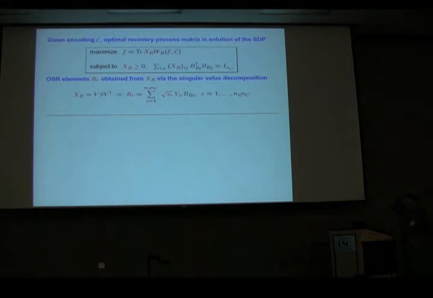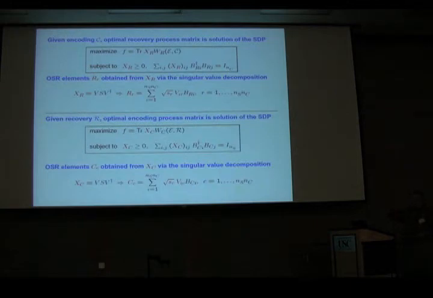So for example, the relaxed version of the recovery problem, given the encoding and given the error, is a semi-definite program. Now here's the interesting part: you can recover. It's a relaxed problem, so the fidelity you get is guaranteed to be an upper bound on the fidelity you would get under the constraints. However, you can take the recovery matrix and, through a singular value decomposition, or in this case an eigenvalue decomposition because it's positive semi-definite, recover the recovery OSR elements, which means you have actually solved the problem. So this is the optimal solution for fixed encoding.